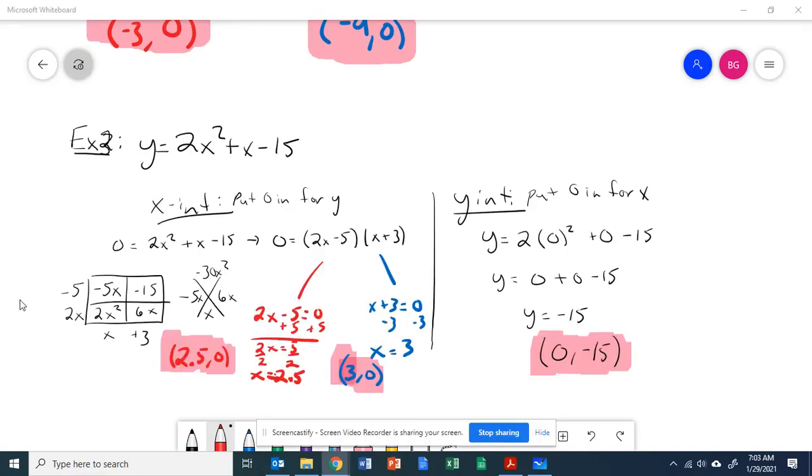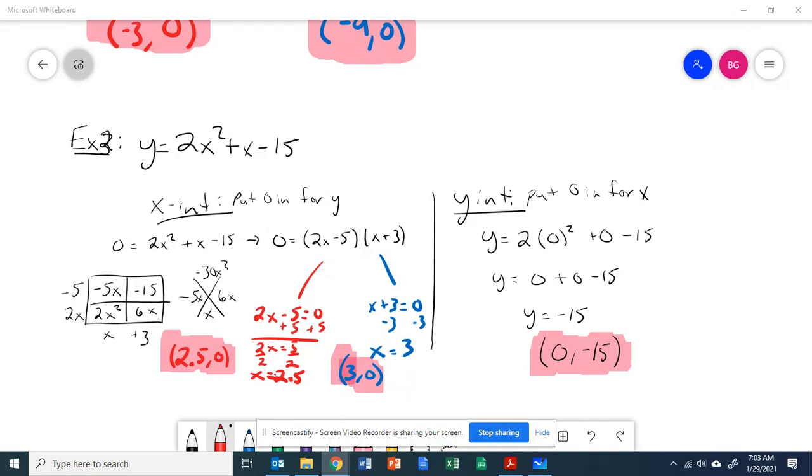Okay, so I finished solving my problem here. You can see I did the x and the y-intercepts. Remember, for the y-intercept, you put 0 in for x. I solved, and make sure you write your coordinates. The y-intercept is a coordinate, so 0, negative 15.